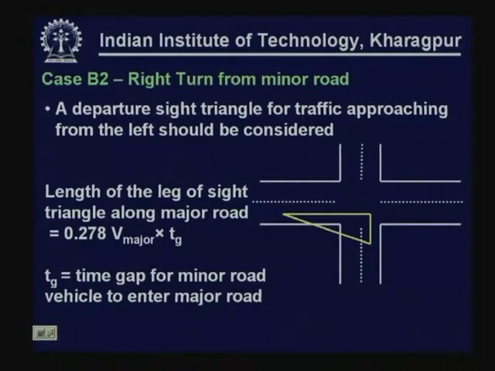Now, case B2, right turn from minor road. Here also the departure side triangle for traffic approaching from the left should be considered, because the traffic is taking right turn.